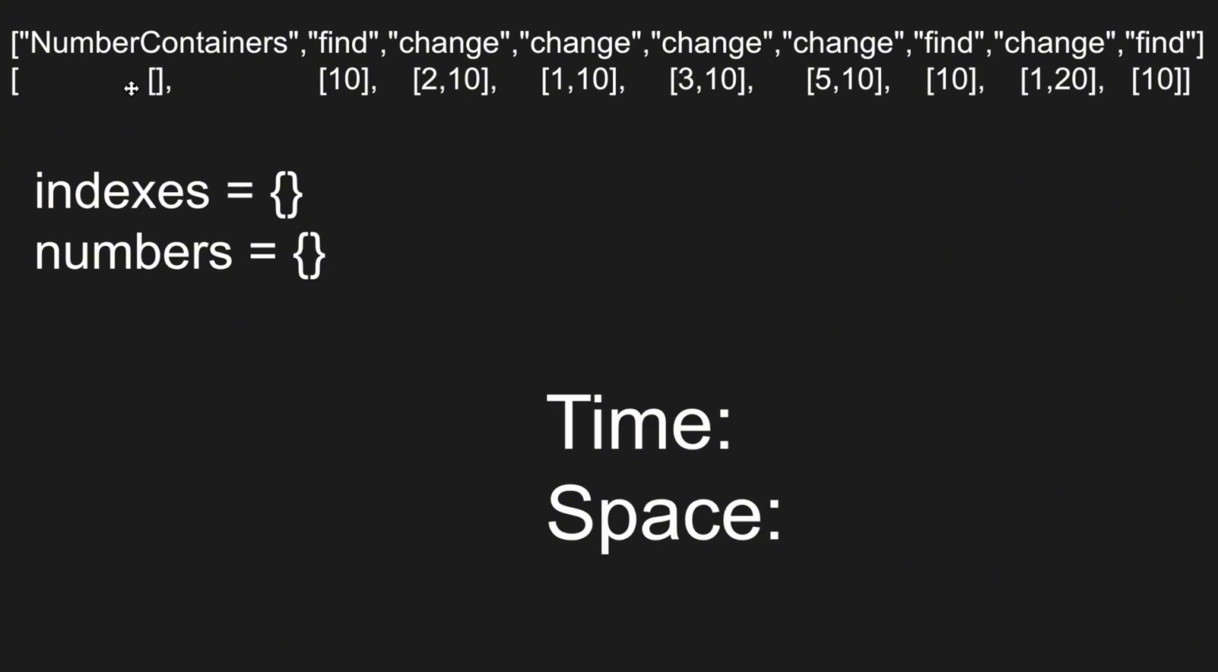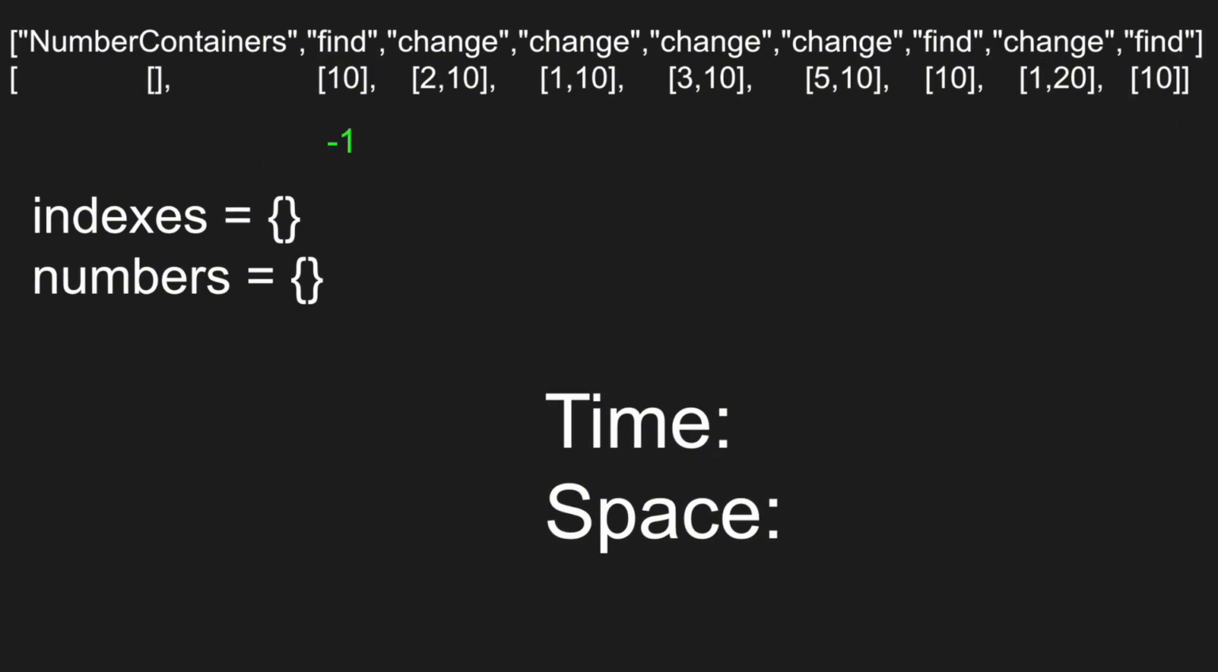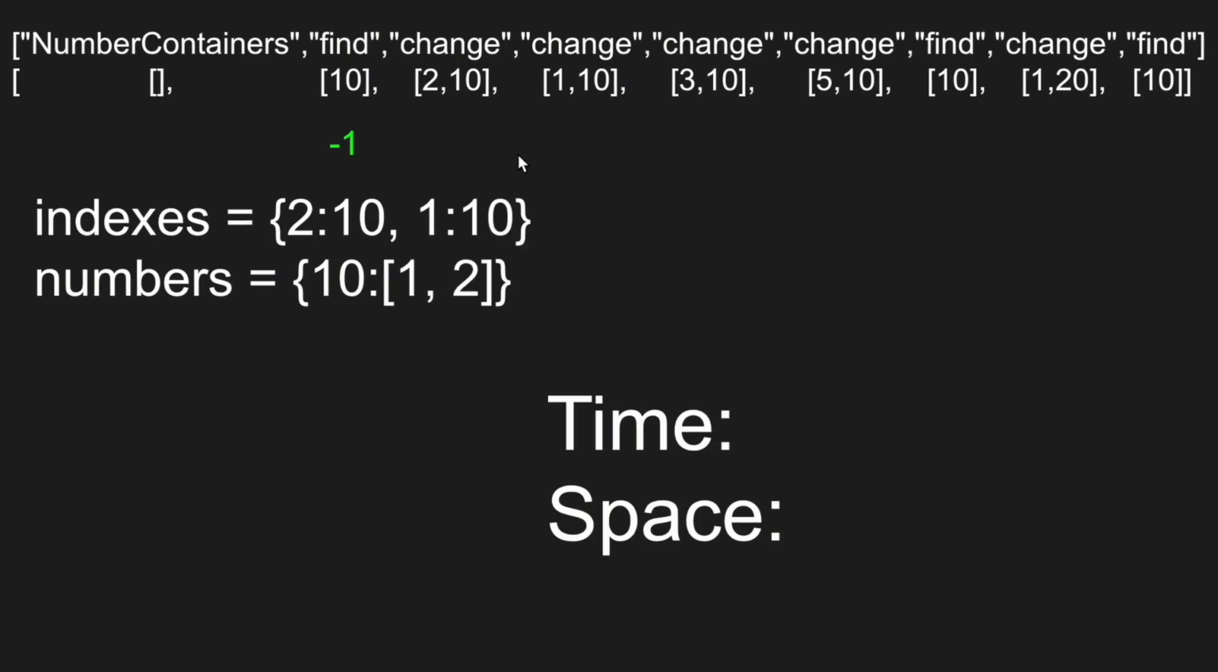I think it will make more sense as I go through this example, so let's go through this example right now. So we get to the first find operation. 10 is not in numbers, so we return -1 immediately. We get to the first change operation. So we set the key as 2 and the value as 10. In numbers, we set the key as 10, and then we add 2 to the list for our values. At the next change operation, we will add 1 as the key and 10 as the value, and then we will add 1 to the heap in numbers.